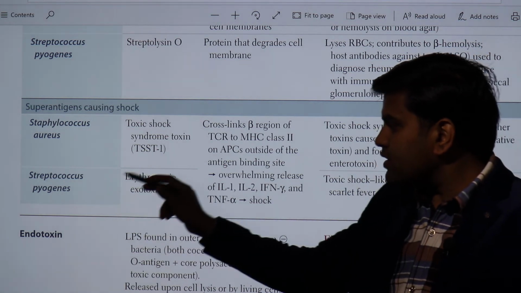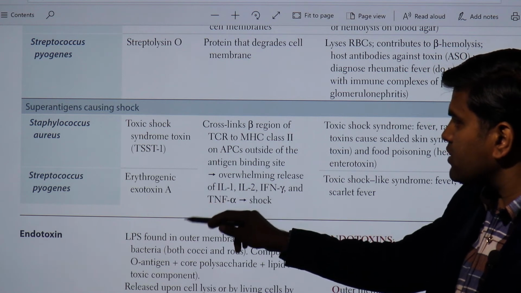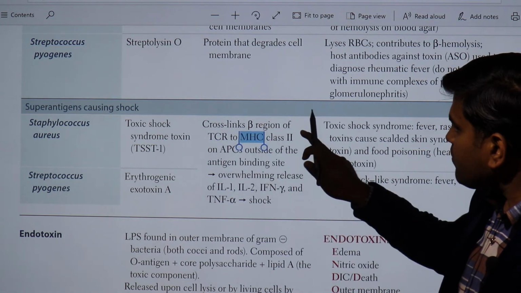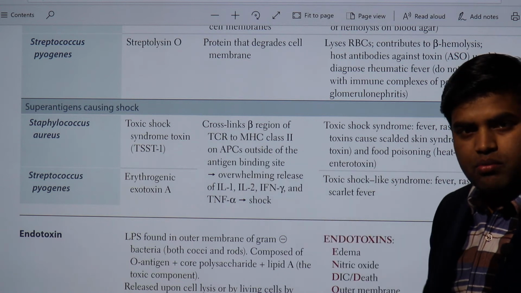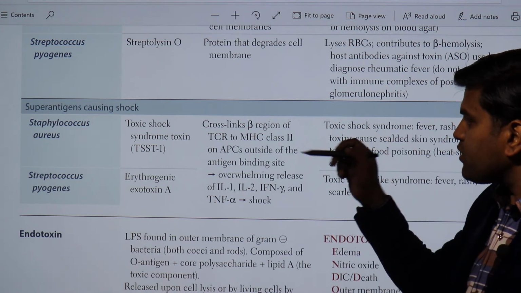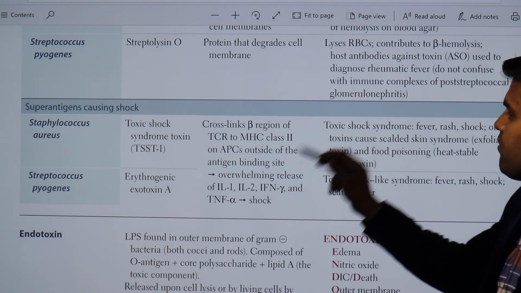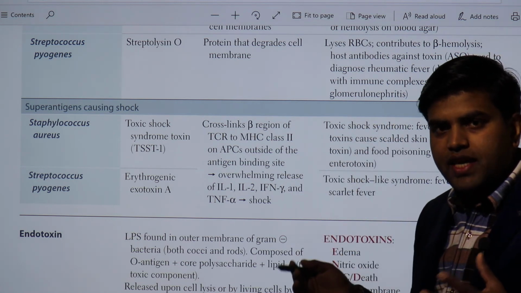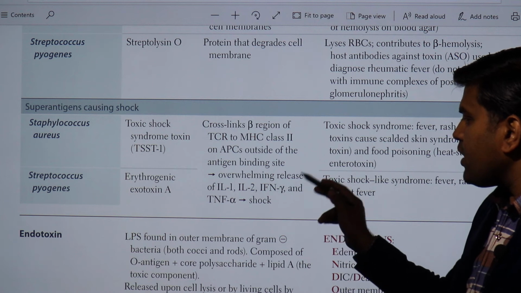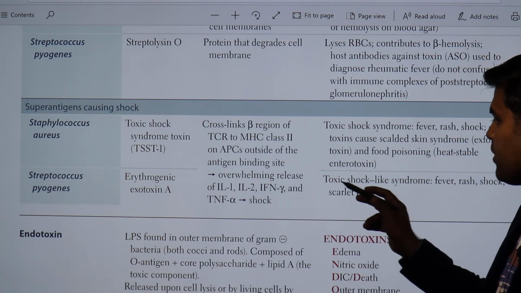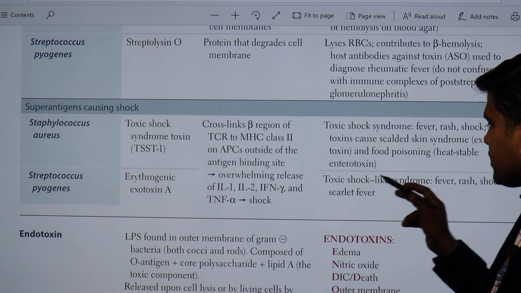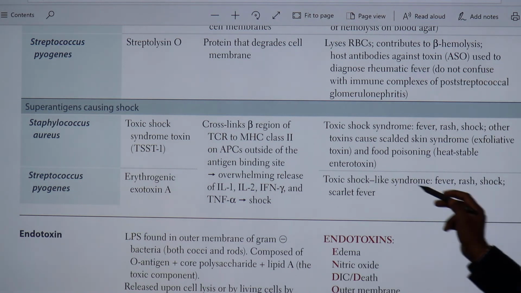In the case of Streptococcus pyogenes, it is erythrogenic toxin A, the same, since it is a superantigen. The antigen is processed by the antigen presenting cell through MHC class 2 and brought to the lymph node. In the lymph node, it goes to the T lymphocyte, which has the T cell receptor. They combine, but they are not presented in the groove, so it binds outside the groove, and the activation of the immune system is more enhanced. There is more and more production of interleukin 1, interleukin 2, interferon gamma, and TNF alpha, which leads to the shock-like features. So Streptococcus pyogenes, due to release of erythrogenic toxin A, develops toxic shock-like syndrome that includes fever, rash, shock, and scarlet fever.